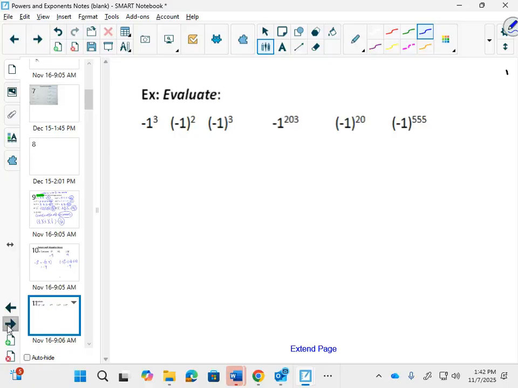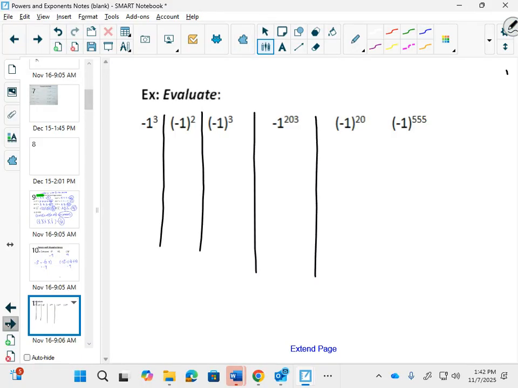I want you to try all of these on your own. Some of them are going to be 1. Some of them are going to be minus 1. You have to decide based on the exponent and what the exponent hits. And I'll give you the answers in a bit. I'll split them up. Here you go, Ken. This one, and this one, and this one. There we go. 1, 2, 3, 4, 5, 6 of them.